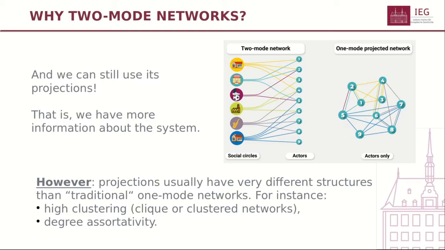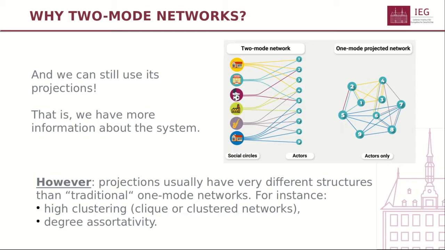Apart from that, we can still use one-mode networks that are the projections of the original two-mode network. That is, we have more information overall about the system that we want to study. So usually we are more interested in the set of nodes that have agency, so we create those projections. And in those projections we connect actors if they participate in the same circle. So then we have the two-mode network and the projection to analyze.